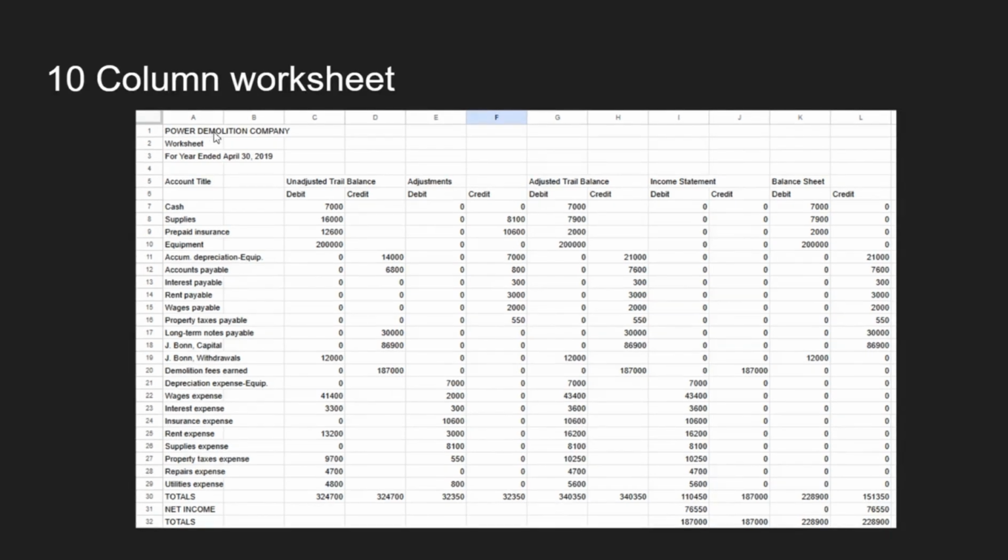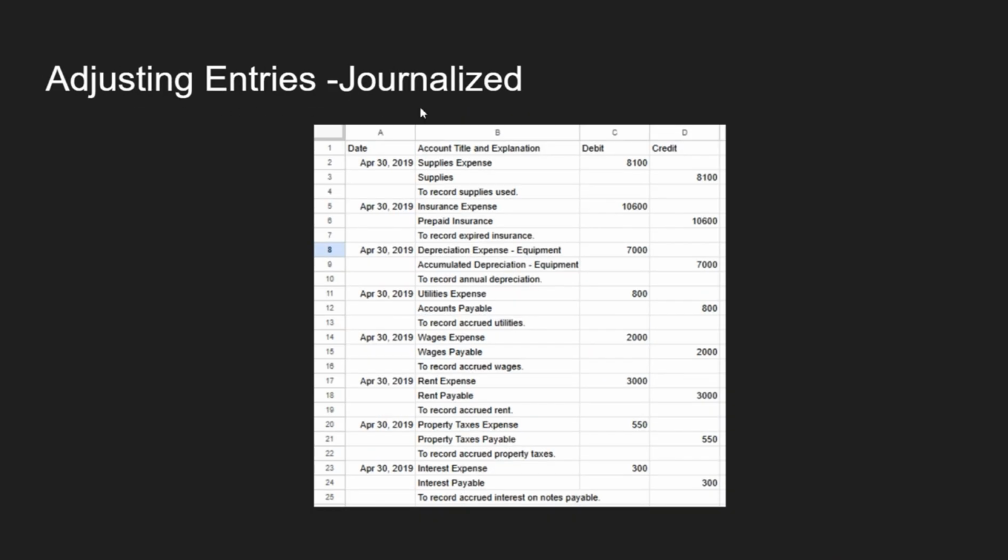Next is the adjustments journalized. Adjusting entries journalized. As you can see, these are the adjustments in a simpler form. This is supplies expense and supplies debited and credited. Insurance expense, prepaid insurance debited and credited. These are already journalized in the 10-column worksheet. However, in this format, it will be clearer and easier to understand each and every adjustment.